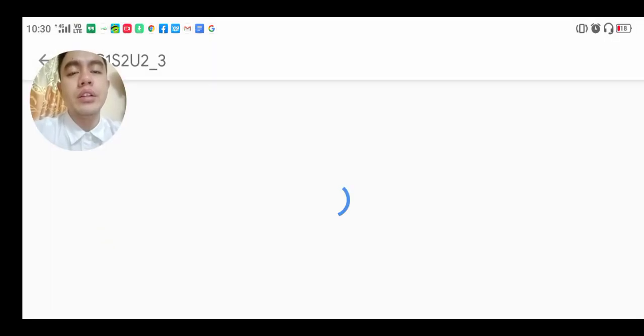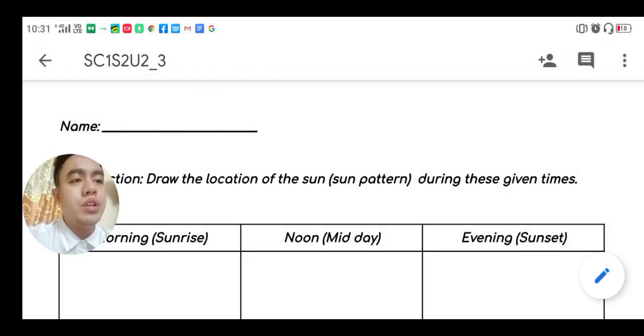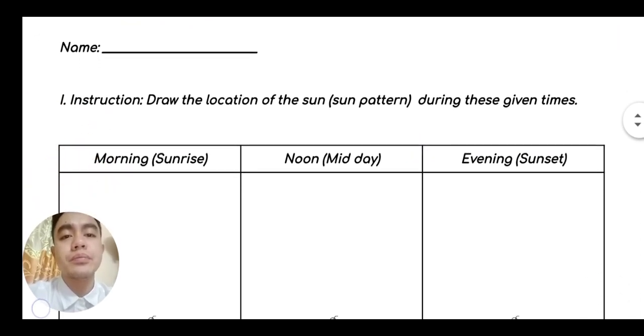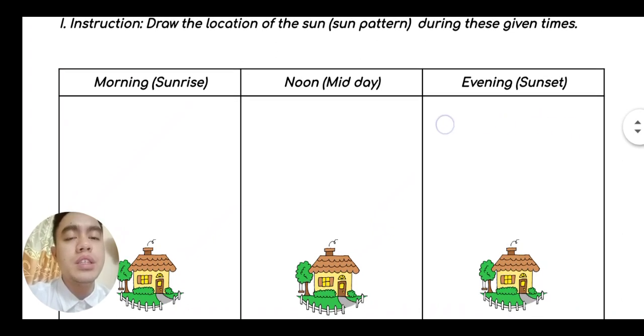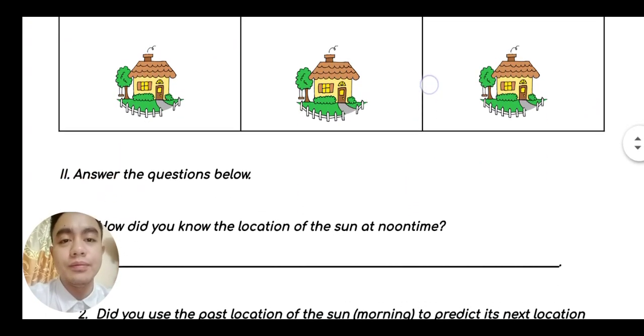This is the real deal, which is your essential question in science, okay? So here, you're going to draw the location of the sun or sun pattern during these given times. So where is the sun? In the morning, sunrise, where is the sun? Noon, evening, where is the sun? During morning, during midday, and during evening. I told you that already, the pattern of east, right?